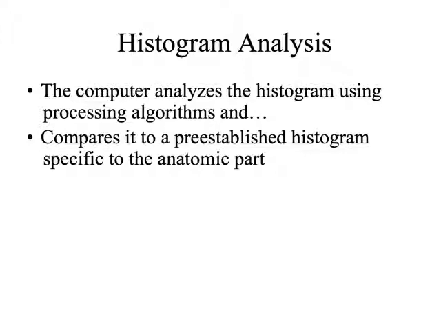So the computer is going to analyze the histogram using processing algorithms, right? And it compares it to a pre-established histogram specific for that body part, right? So when we tell the computer, as a user, that this is a chest x-ray, that's significant because it's going to take that bar graph and relate it to other chest x-ray bar graphs. And there should be some similarities in the way that the exposure works. Like, for instance, it knows that it's going to see a peak and a trough, right? And it's going to try to relate those two using special algorithms or recipes.